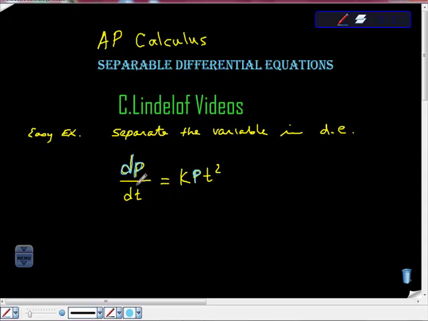So what I'm going to do is divide both sides by p. This is just algebra, so nothing to freak out about. Divide by p on both sides, and then multiply both sides by dt. And I think I end up with something that looks like this, right? And end up with t squared dt, don't we?